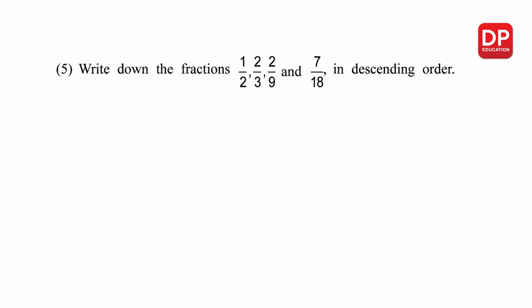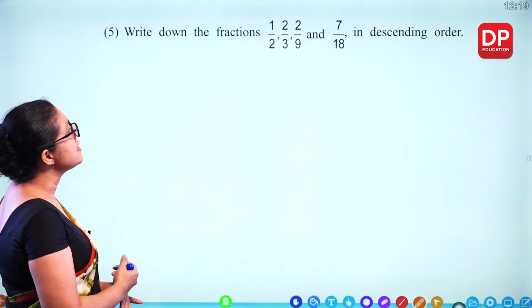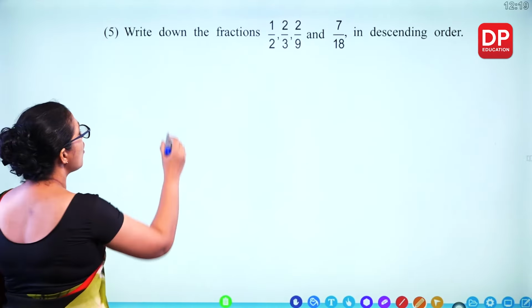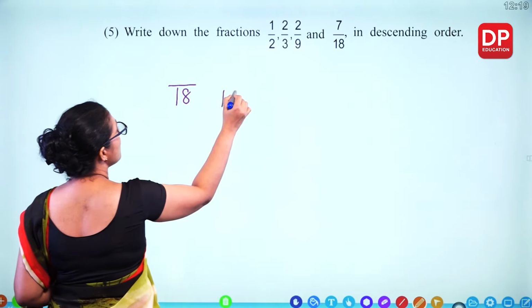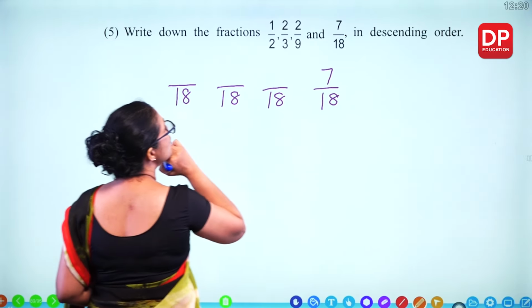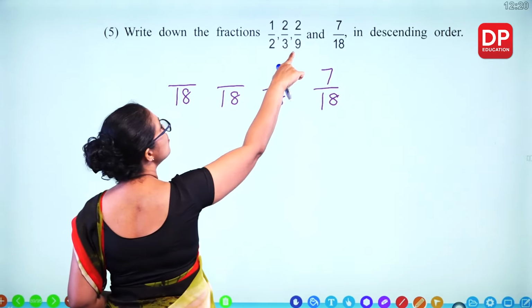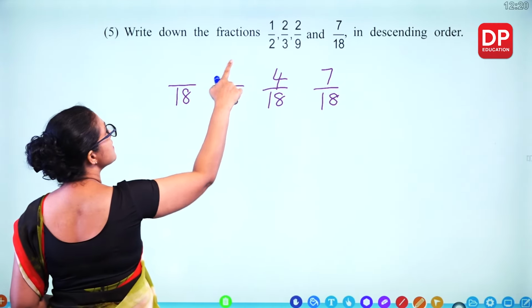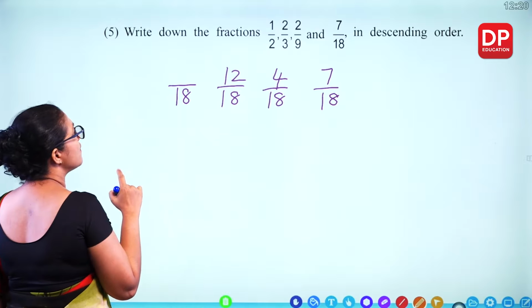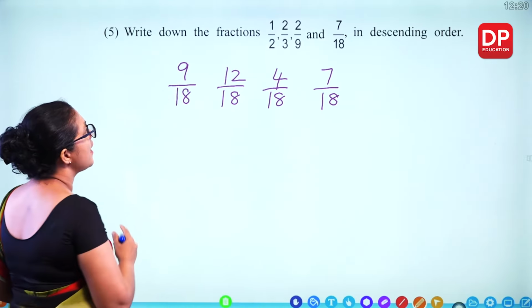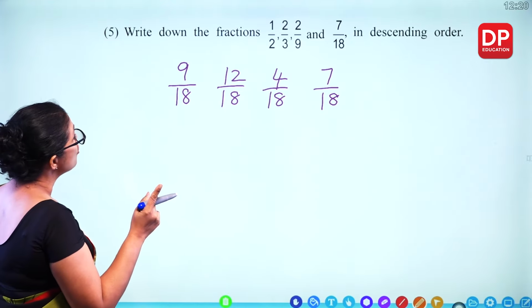Write down the fractions in descending order, highest to lowest. What's the common denominator of 2, 3, 9, 18? 18 is the common one. We'll convert everything to 18. This one you don't need to do anything. This one multiply by 2. 2 times 2, 4. Here you have to multiply this by 6. 6 times 2, 12. This one you have to multiply by 9. 9 times 1, 9.